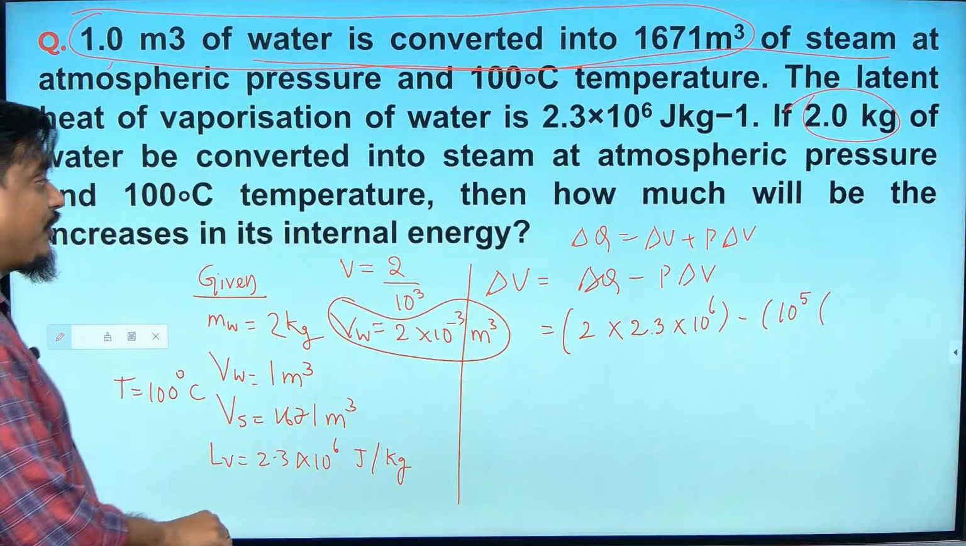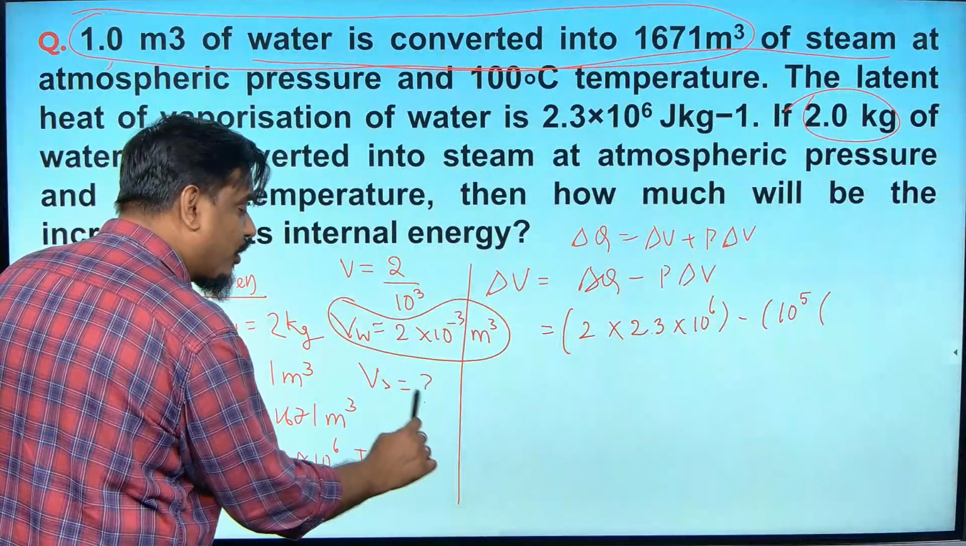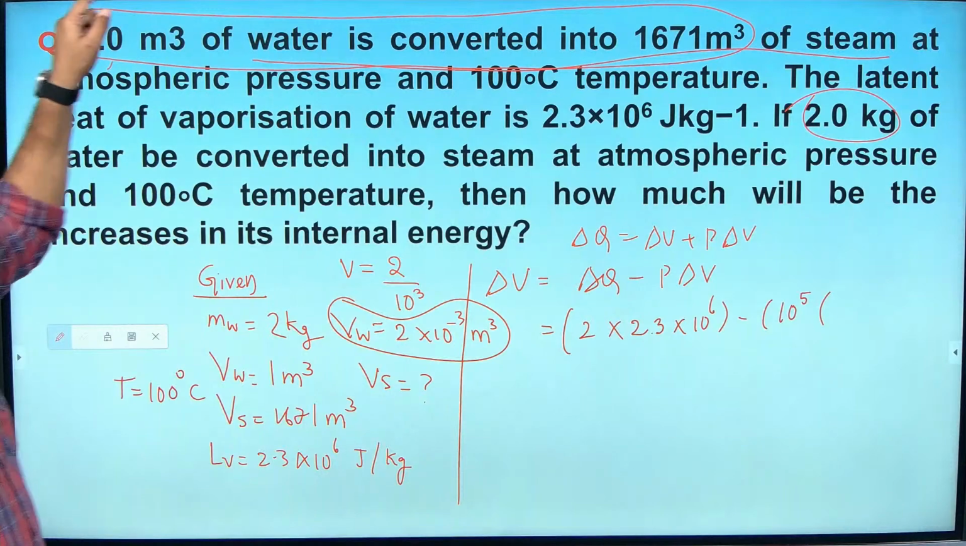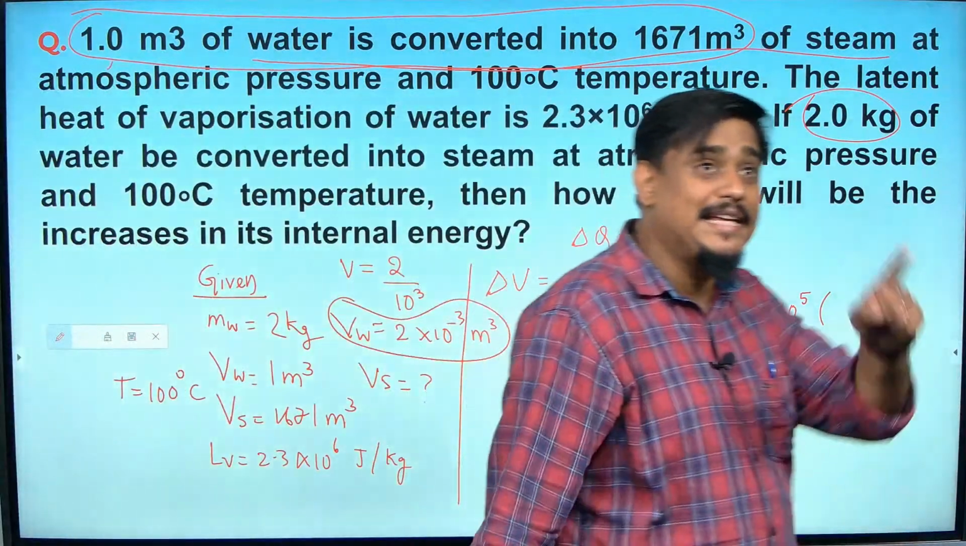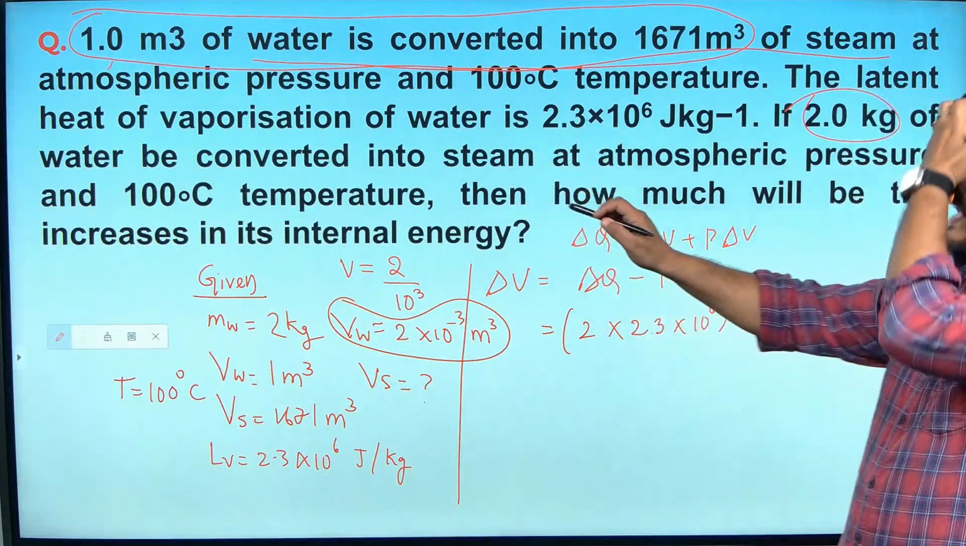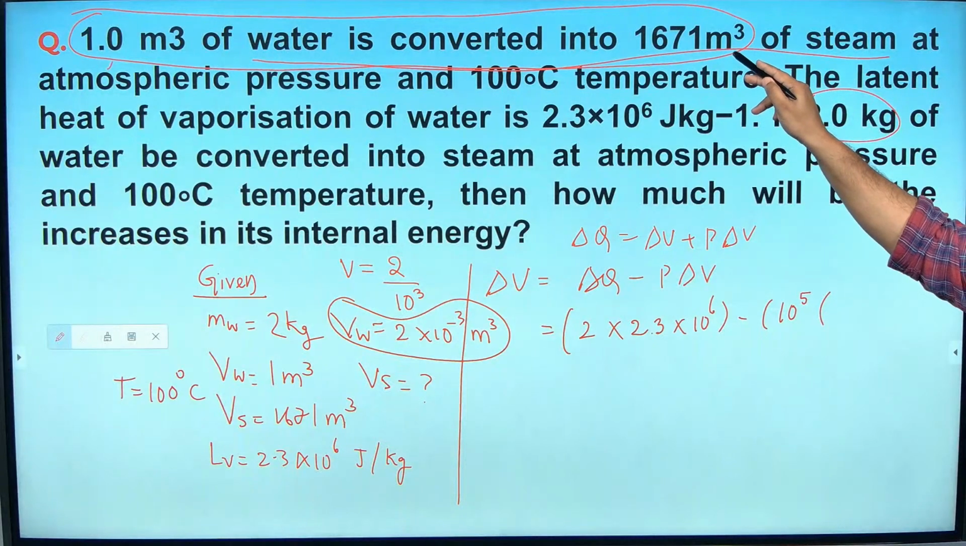We also want to find how much steam this will create. That is also not given to you. You cannot take it as 1671, because 1671 meter cube is for 1 meter cube of water. Please understand this logic. Good question this is. They are telling that 1 meter cube of water is only becoming 1671 meter cube of steam.